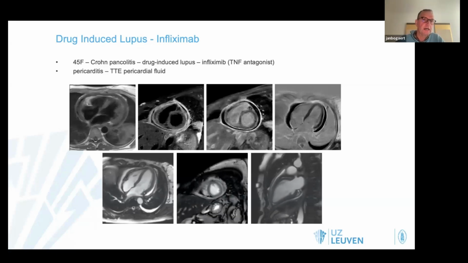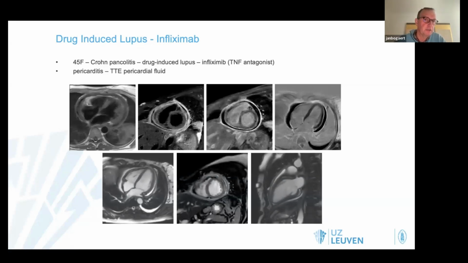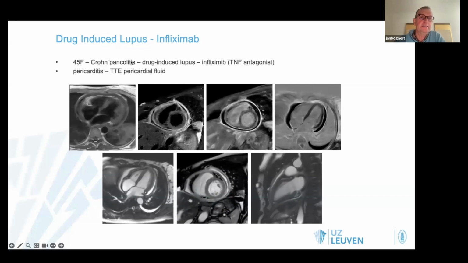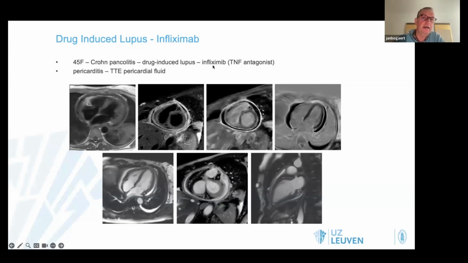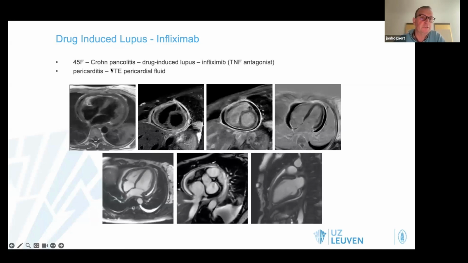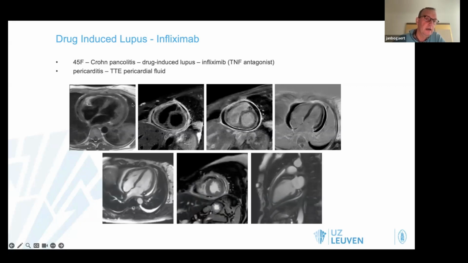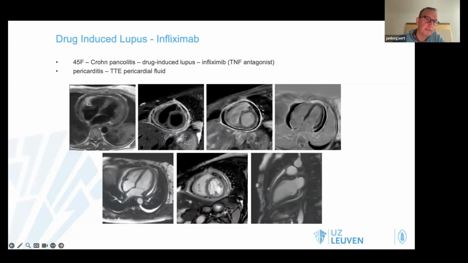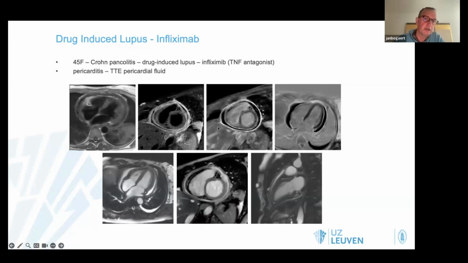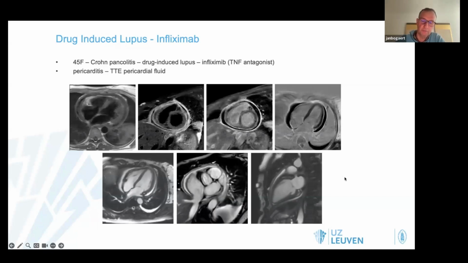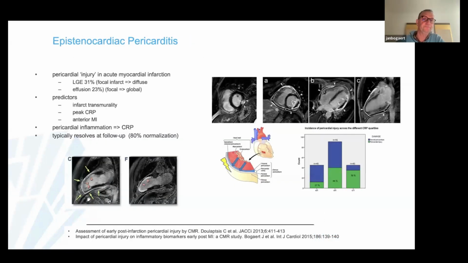Just to mention, just a quick example that pericarditis can also be drug-induced. This patient with pancolitis got infliximab as treatment, and he presents with quite a severe, let's say, inflammatory diffuse pericarditis, diffuse pericardial edema, a bit of pericardial fluid, very strong enhancement of both pericardial layers. Another condition is what is called epistenocardic pericarditis, defined as pericardial injury in acute myocardial infarction.